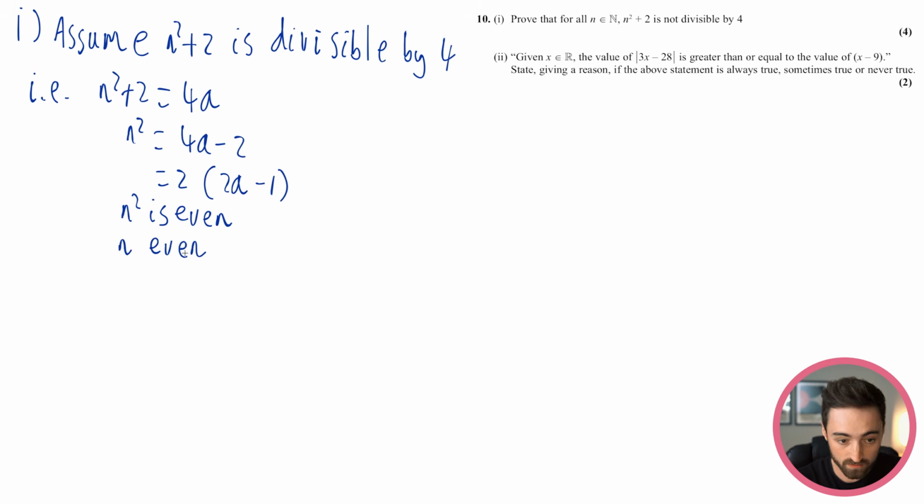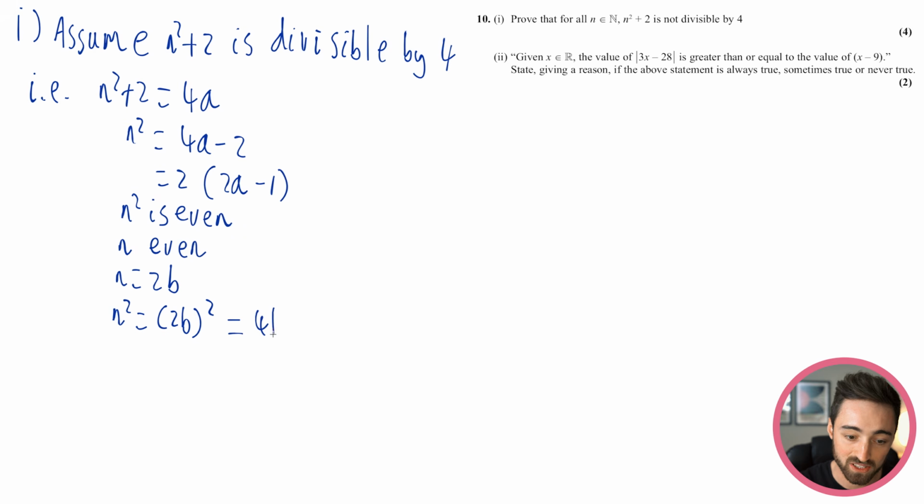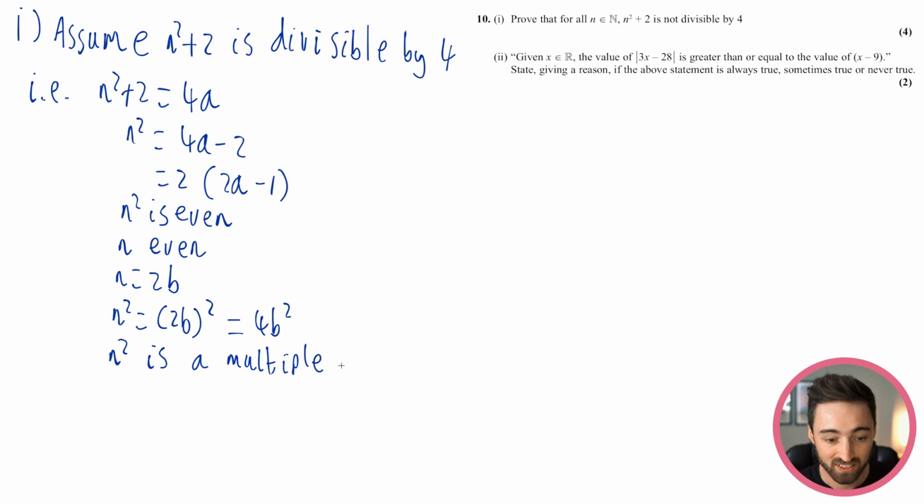If n is even, so this is interesting actually. Let's write n as 2b, for example, if it's even, where b is also an integer. That would mean that n squared is equal to 2b all squared. Well, that would equal 4b squared. So what does that tell us? That actually tells us that n squared is a multiple of 4. Now I think we're getting close because divisibility by 4 is what we're after here.